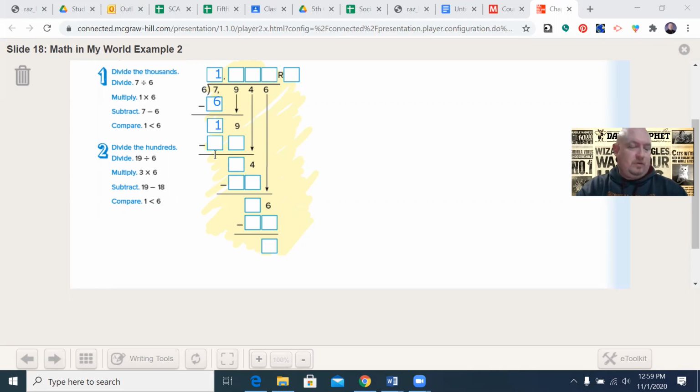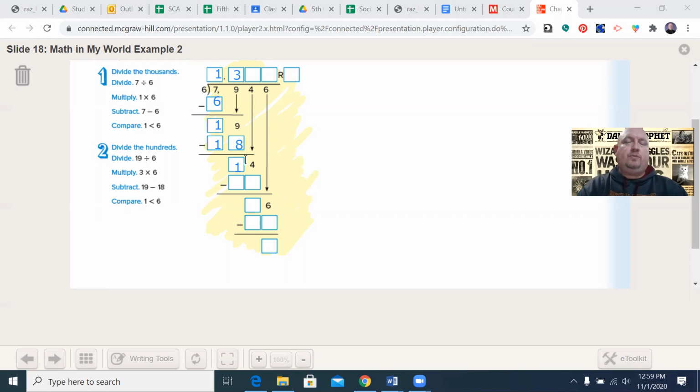1 is less than 6, so I'll bring down the 9. So now I'm to step 2, in the hundreds, because that extra group of 1,000 was regrouped into 10 hundreds, so 19 hundreds. How many times does 6 go into 19? 6, 12, 18, 24. Nope, 18 is good, and that was 3. 3 times 6 is 18. 19 minus 18 is 1. 1 is less than 6. So I'm going to bring down the 4, and we're going to get into the tens place.